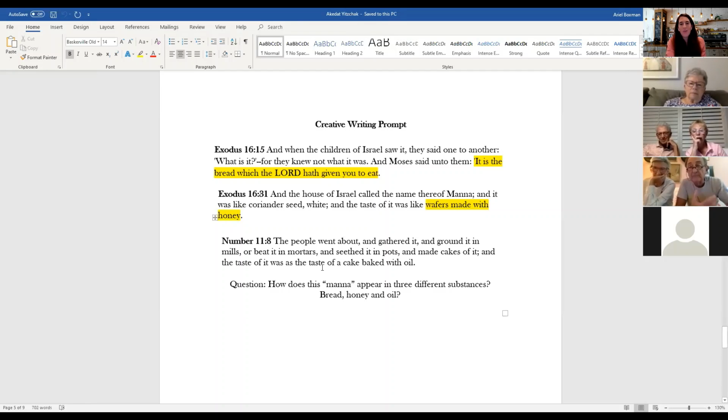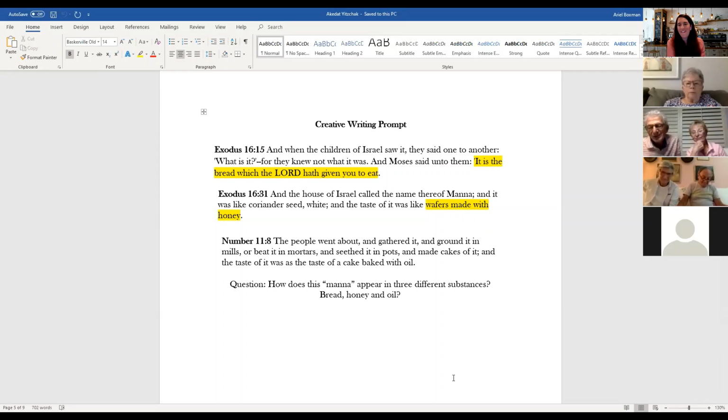Right, and it says here, you have to grind it in the mills or beat it in mortars and seethe it in pots, make cakes of it. Okay, you're onto something. Keep that in mind. We're going to look at that. Any other ideas? Robert, yeah.